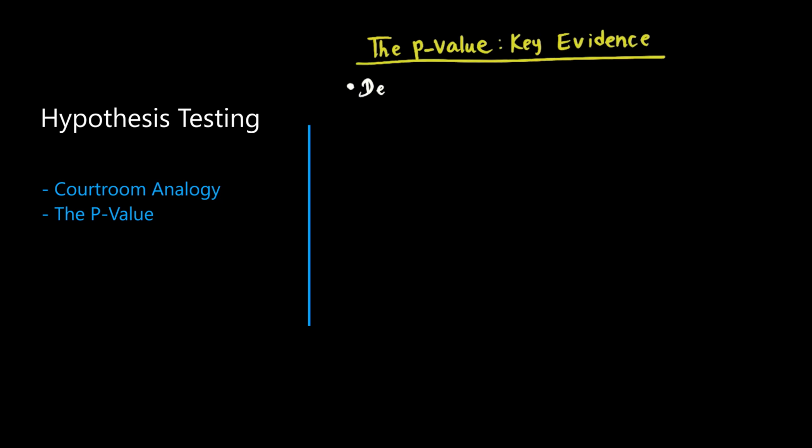The key piece of evidence in our statistical trial is the p-value. The p-value is a probability. Specifically, it's the probability of getting our sample results, or results even more extreme, if the null hypothesis were actually true. Let's break that down.